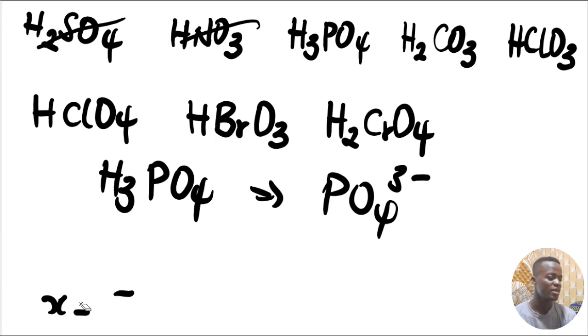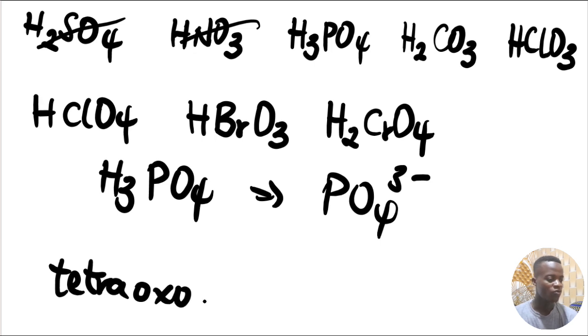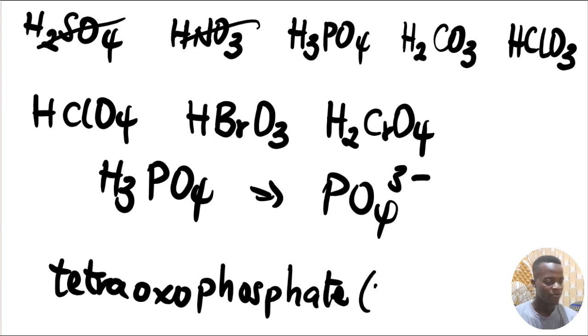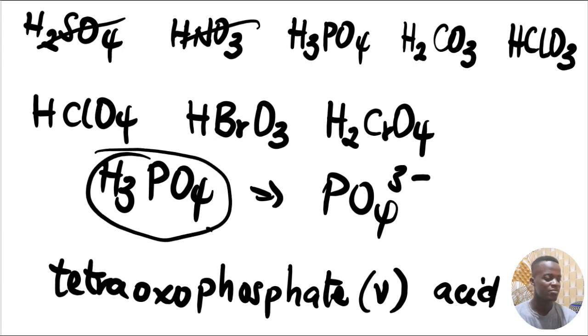So now we name the anion part. It will be tetra, because there are 4 oxygen, so tetraoxo. So 4 oxygen, that's the one here, tetraoxophosphate, 5, because that's what we calculated. Instead of adding ion, we are going to say acid. Tetraoxophosphate(V) acid. That's the name for this. So we know how to name this one.